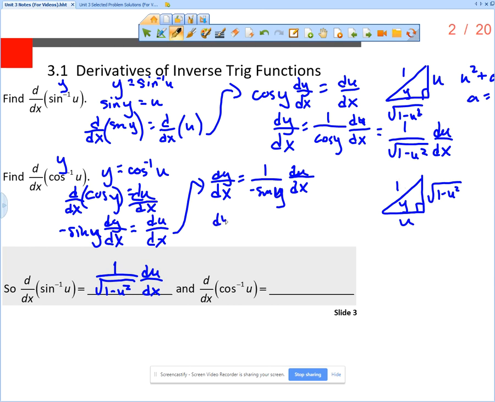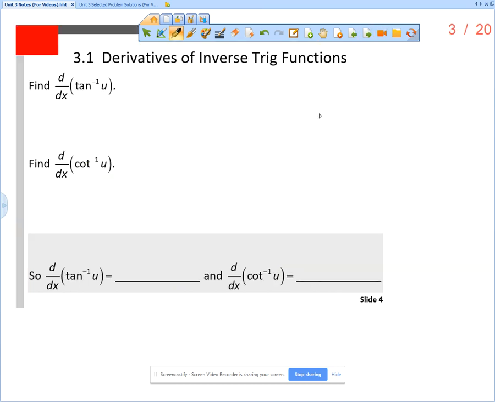And so we get that dy dx is, I'm going to use the negative here, and then 1 over the square root of 1 minus u squared du dx. So that is the rule, negative 1 over the square root of 1 minus u squared du dx. All right. So same thing is what we're going to use to find the next ones.